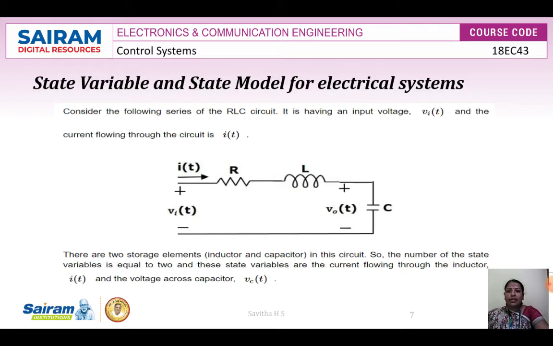State variable and state model for electrical system. Consider the following series RLC circuit. It has an input voltage Vi of t and the current flowing in the circuit is I of t. There are two storage elements, the inductor and the capacitor, in this circuit. So the number of state variables is equal to 2, and these state variables are the current flowing through the inductor I of t and the voltage across the capacitor Vc of t.